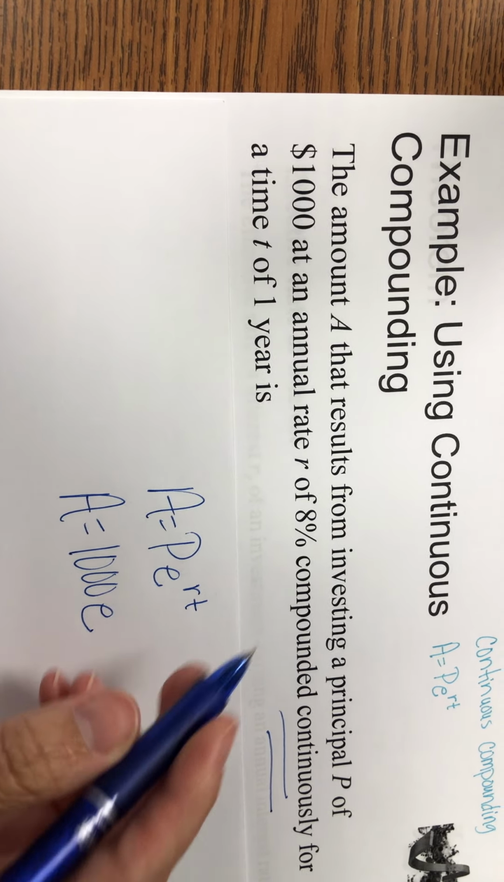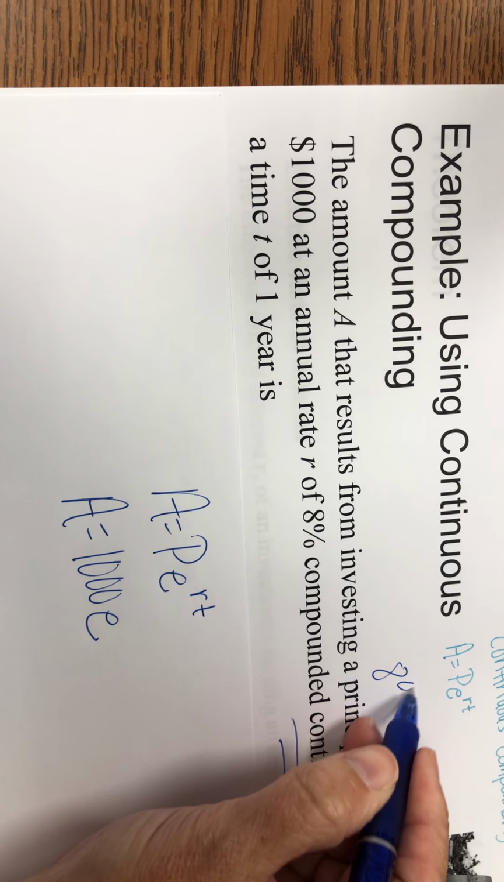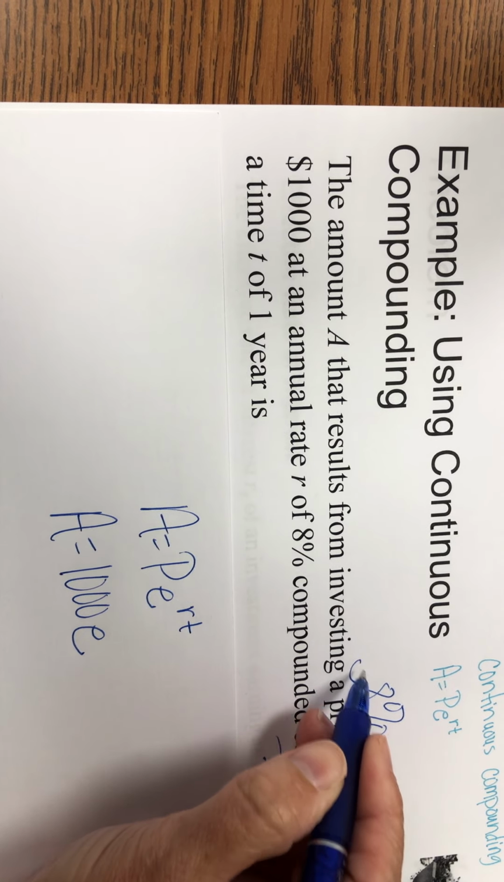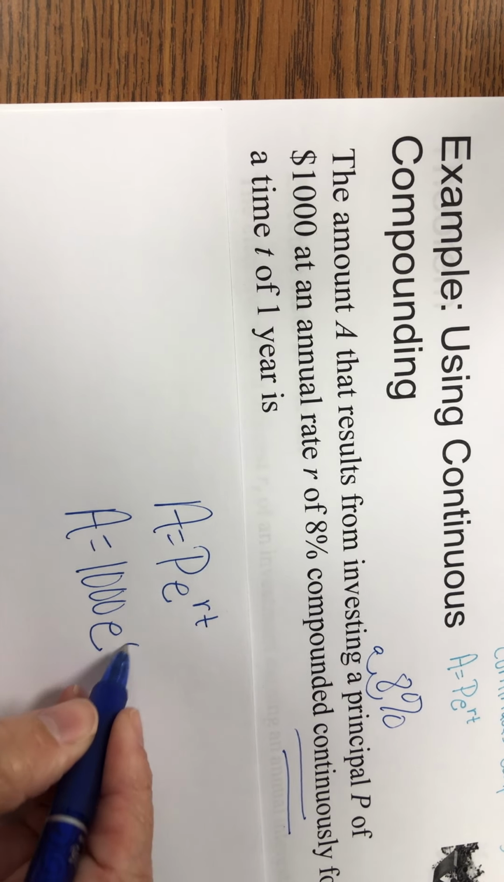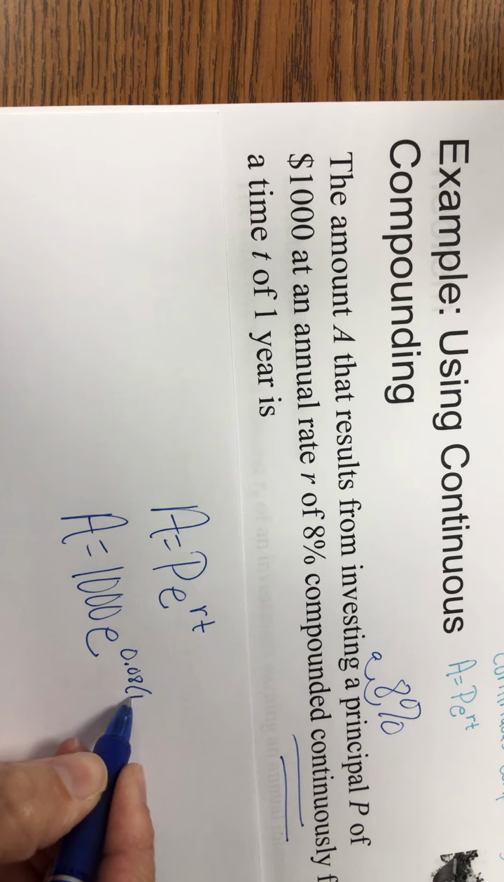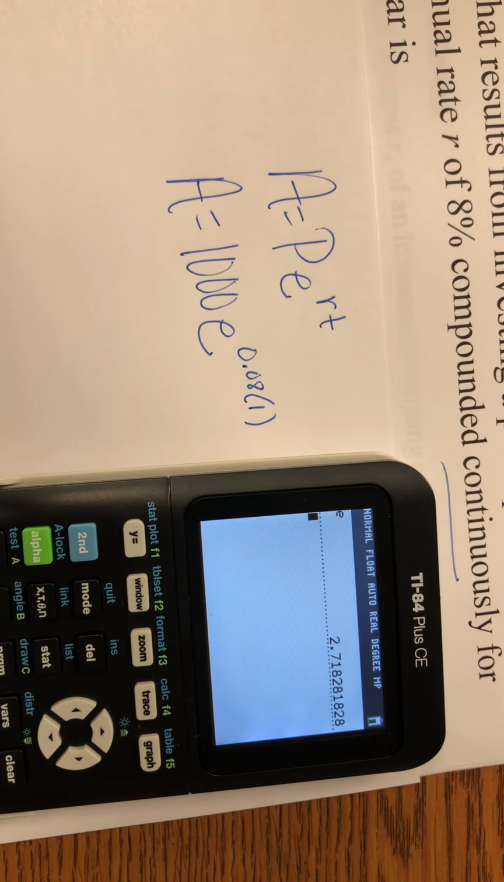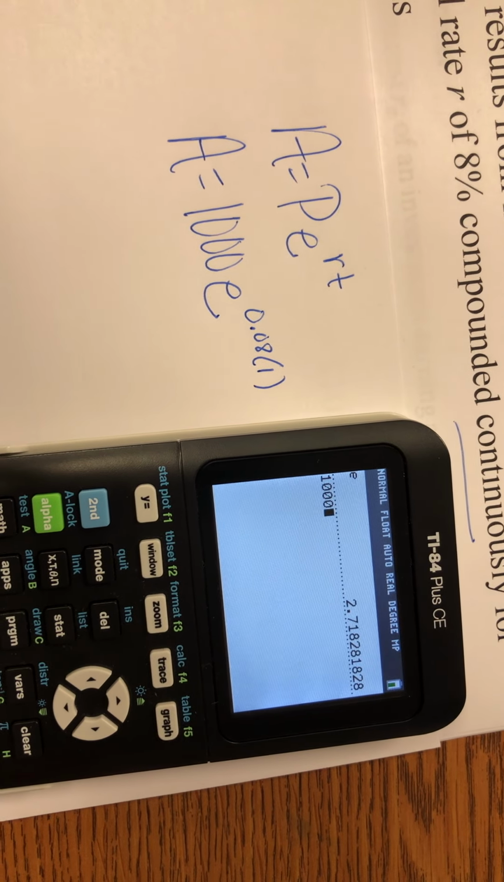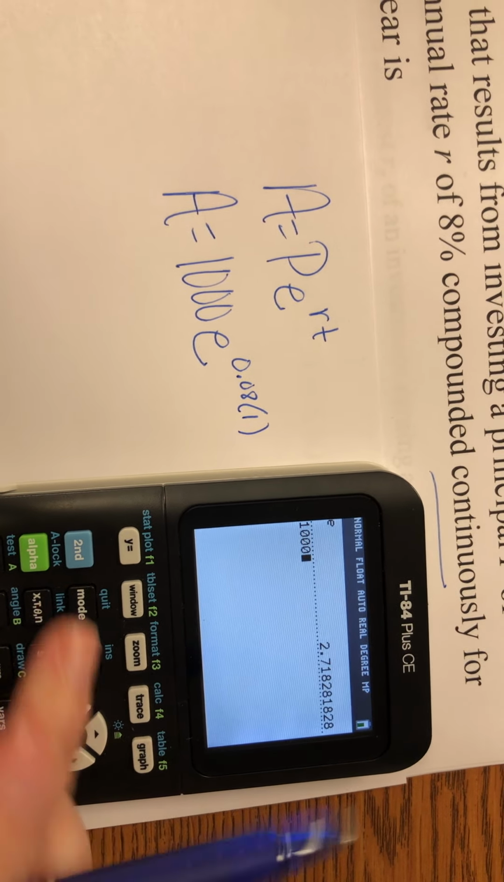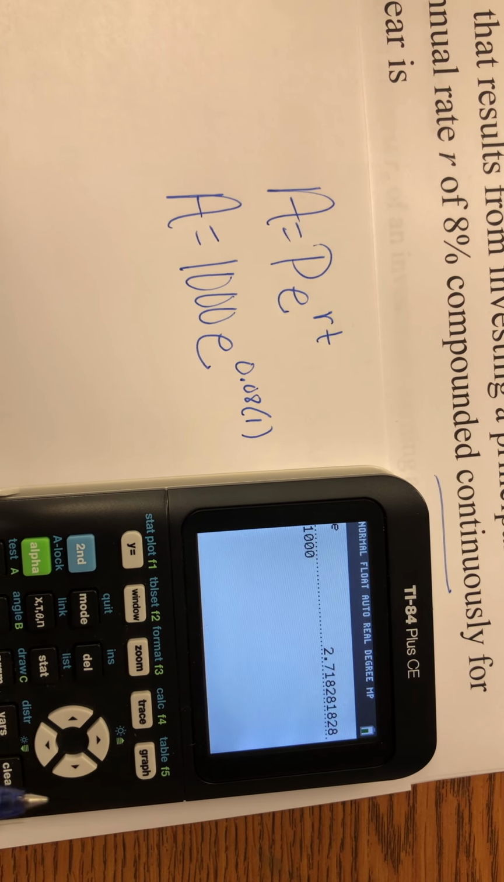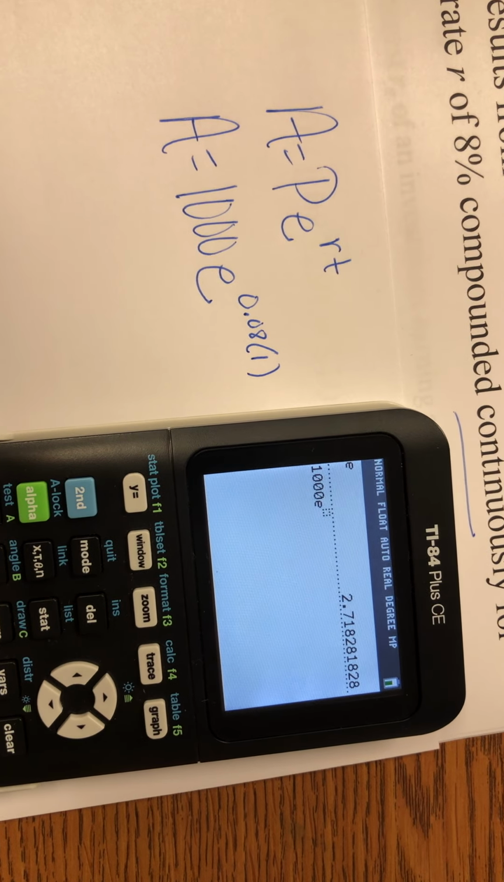Now my rate here is 8%. Remember to take your interest rate and move your decimal 2 places to the left, and multiply it times your time, which in this case is 1. Okay, so let's go to our calculator and we'll have 1,000. Now when we use E, make sure you go to second and then hit the natural log button. Okay, so second and natural log, because E to the exponent is there.